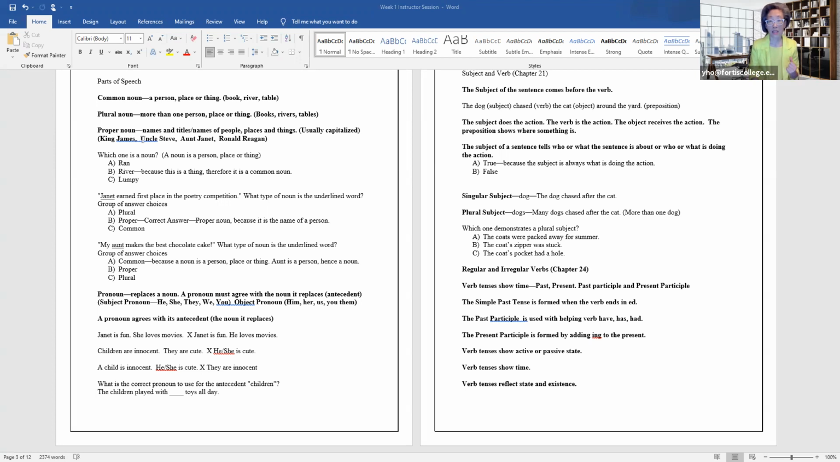My aunt makes the best chocolate cake. What kind of noun is aunt? It's not a proper noun because it doesn't have anyone's name in it. So therefore it's a person, place, or thing. It becomes a common noun. And when you have a common noun, you don't have to capitalize it. So here you have a common noun because aunt is a person, hence a common noun.